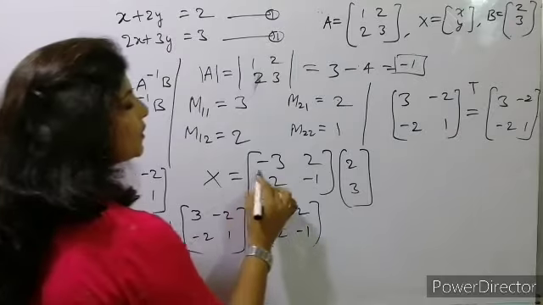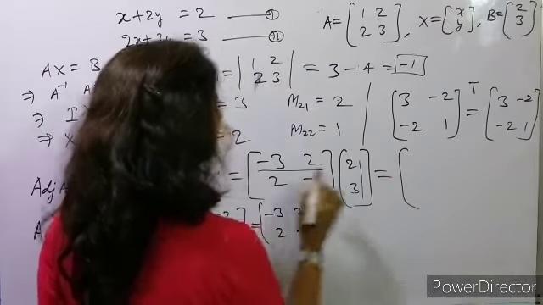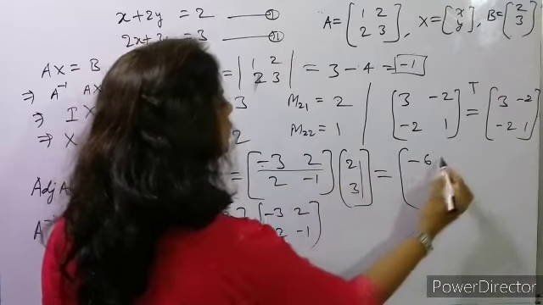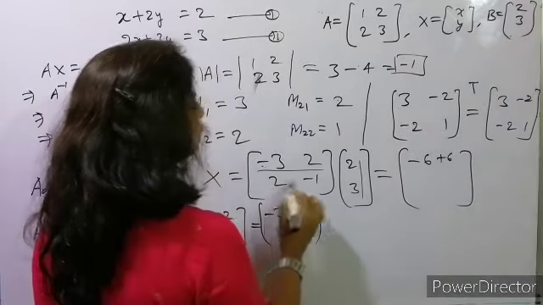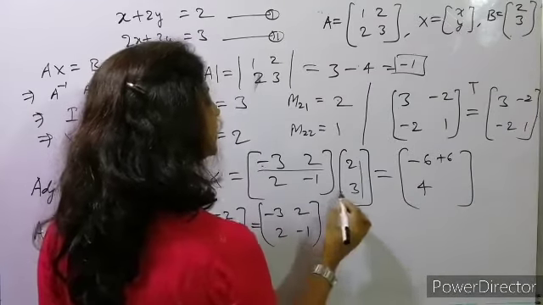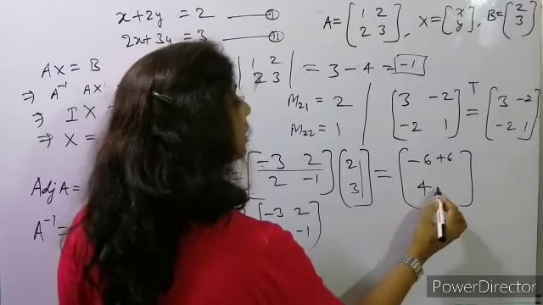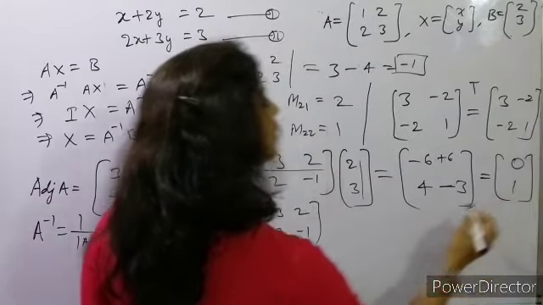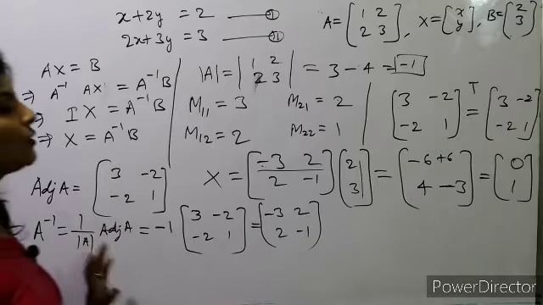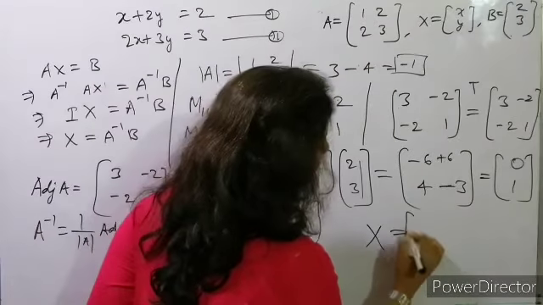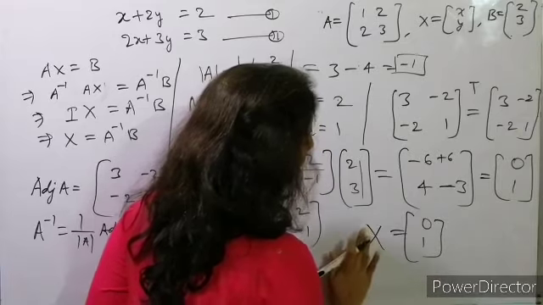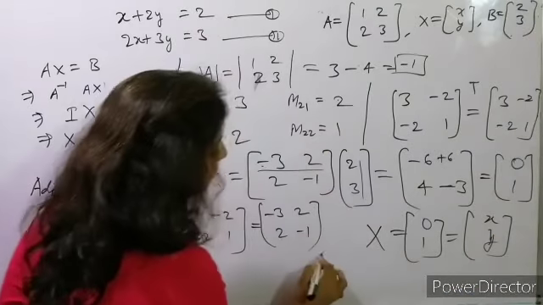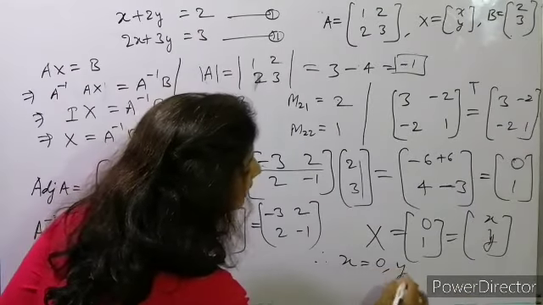Now what we have to do? First row, first column: minus 3 into 2 is minus 6, 2 into 3 is plus 6. Second row: 2 into 2 is 4, minus 1 into 3 is minus 3. So it will be 0 and 1. This matrix is 0 and 1. So the value of X matrix will be 0 and 1. And the X matrix is actually x and y. So the value of x is 0 and y is equal to 1.